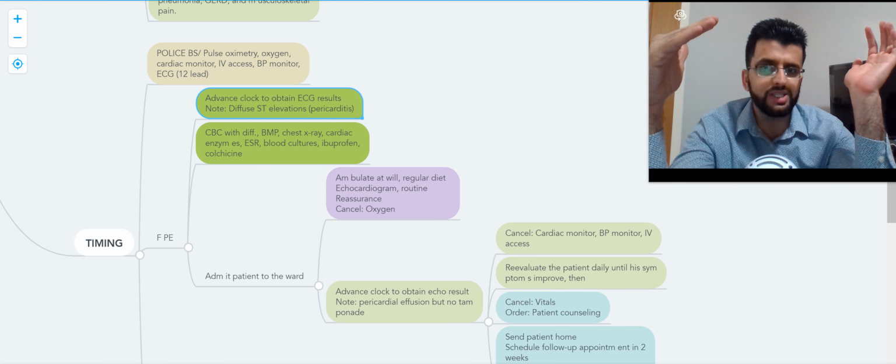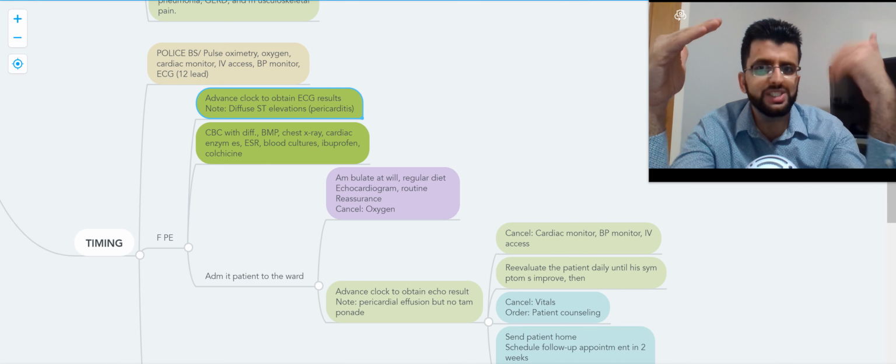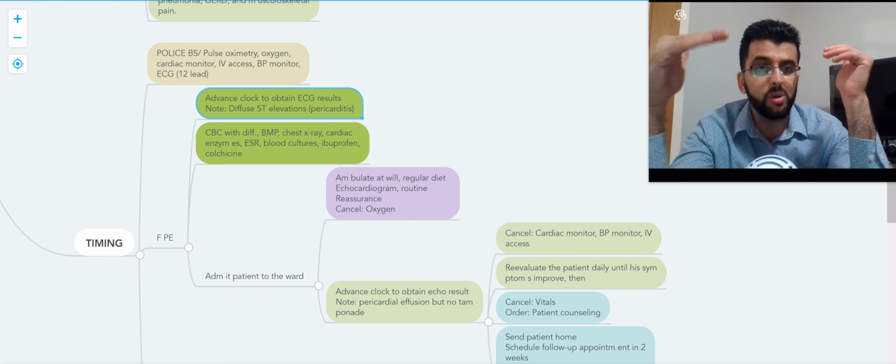After that, you do the cut gleam: CBC, BMP, chest X-ray, cardiac enzymes, ESR, blood culture to see the source of infection if there is an infection, and you give ibuprofen and colchicine. And that's basically it. After that, you admit to the ward, you ambulate as well, order echocardiogram, reassure, and you cancel oxygen. You don't need it in this case. It's not a pneumonia or respiratory distress. And you just advance the clock.